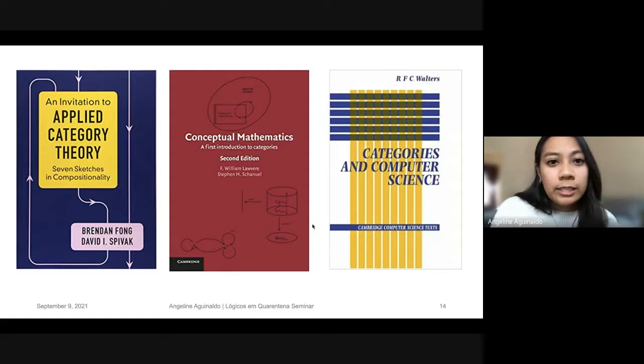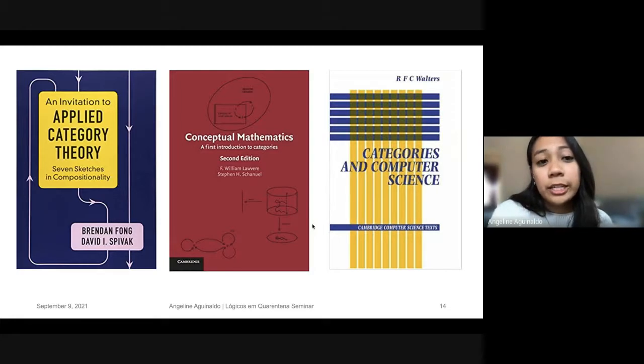And so these three resources here are just some of the textbooks that I've been using to develop intuition. The first of which is Seven Sketches in Compositionality: An Invitation to Applied Category Theory by Brendan Fong and David Spivak. The second is Conceptual Mathematics by Lawvere, and Categories and Computer Science from Walters. And so from this, I was very excited to be able to look at all the possible menu of structures that I can apply to a variety of different problems.